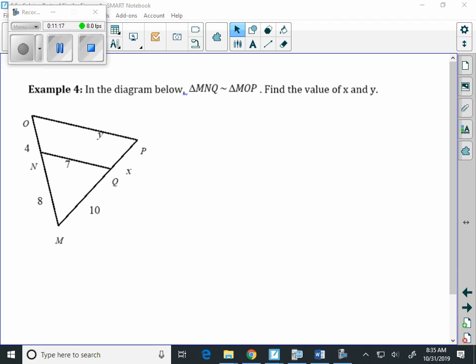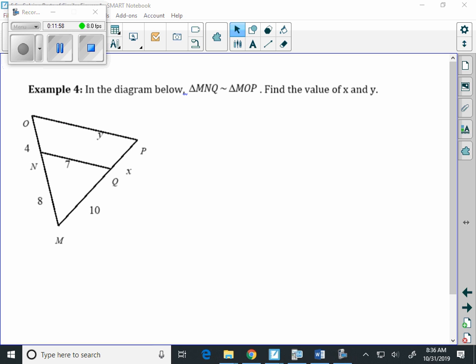Example 4. In the diagram below, triangle MNQ is similar to MOP. We want to find the values of x and y. And on this particular problem, again, if you can read the setup, it should be helpful for you to set up the proportion. And what I mean by read the setup is knowing that MN is going to be proportional to MO. And NQ is going to be proportional to OP. And that MQ is proportional to MP.